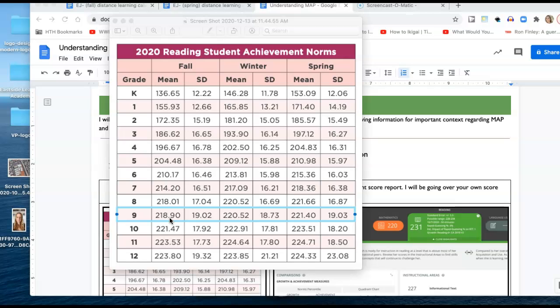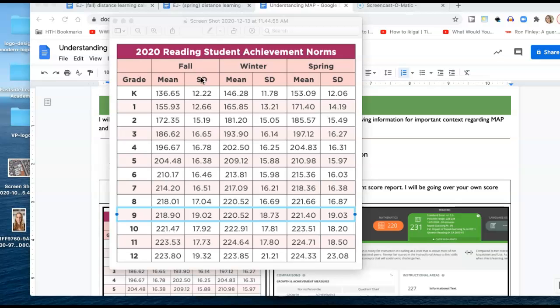The national average is 219, but in fact, most students actually scored within a range of this number here. And that's where this number comes in. So next to the national average is this 19.02. And if we go all the way up to the top, we see that that means that's an SD number. And SD stands for standard deviation.